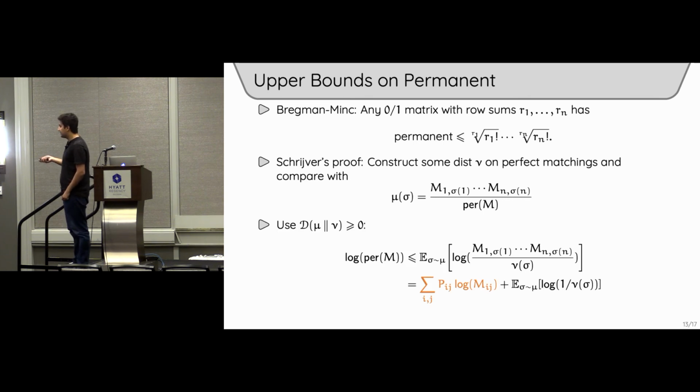Now, from the fact that the KL divergence between these two distributions has to always be positive, you automatically get an upper bound on the permanent. If you just move things around, this is an upper bound that you get on the log of the permanent. If you notice, there are some terms which look familiar in both the Bethe approximation and in the Sinkhorn approximation. These Pij log of Mij terms appear in both of those approximations. So the real question is how do we design the distribution nu so that we can compare it to the rest of the terms in those approximations?